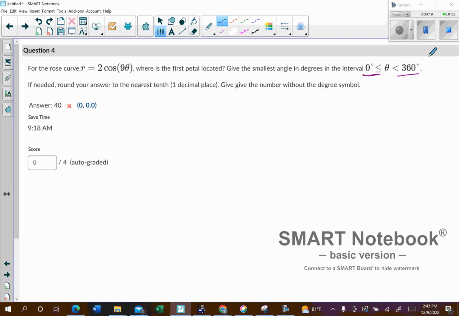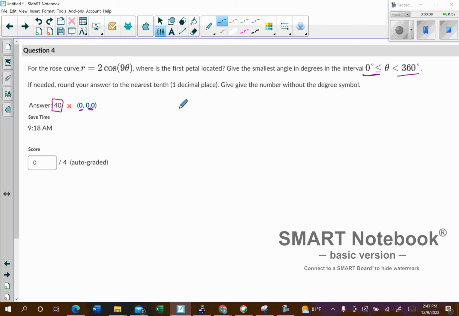And so I see you put 40, and I could see why maybe you would do that. But right here we're including 0 as a potential value, and so cosine's petal always starts at 0, so that's why we have 0 as our answer. 0, or you could have put 0.0. Either one would have been counted correct.